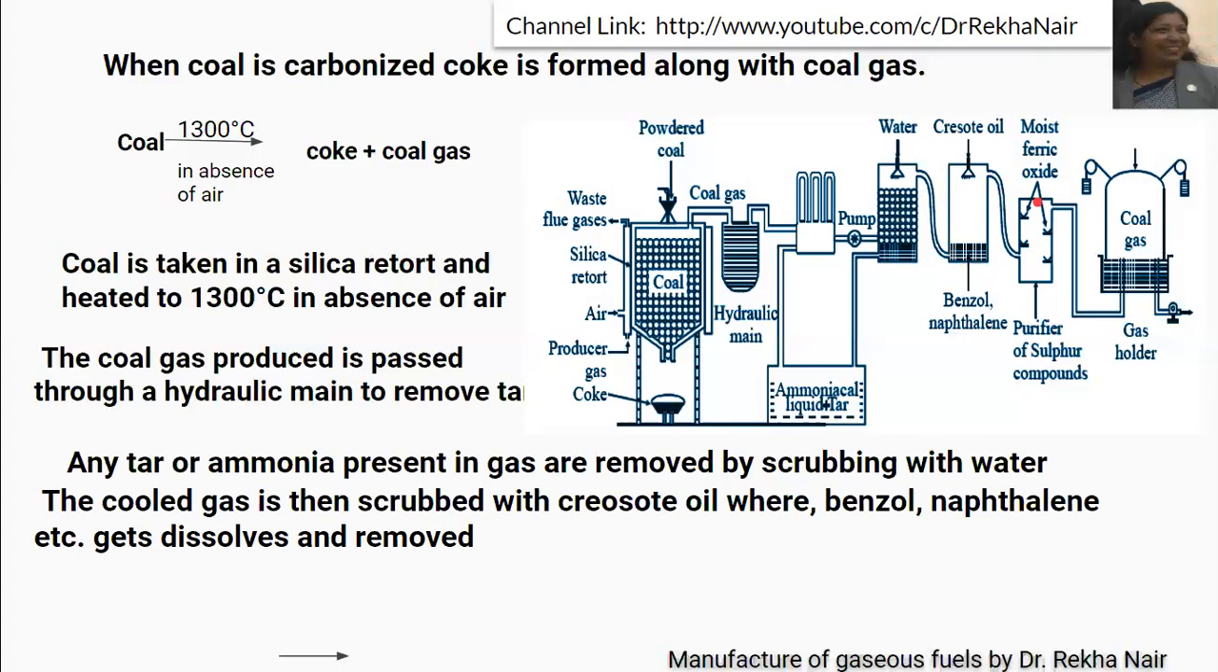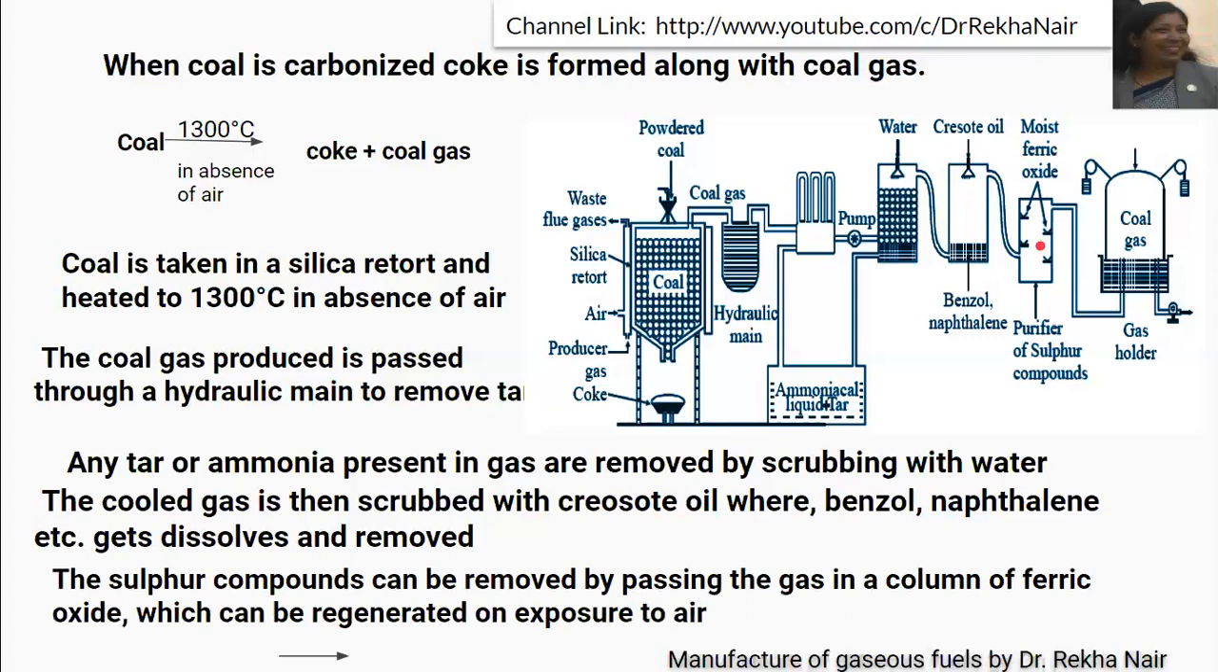The next process is removal of sulfur. Sulfur and sulfur compounds will be removed by treating the gas with moist Fe2O3, ferric oxide, and the sulfur and sulfur compounds will be removed as FeS, ferrous sulfide, and the gas will be purified. And the purified gas will be collected in the gas holder.